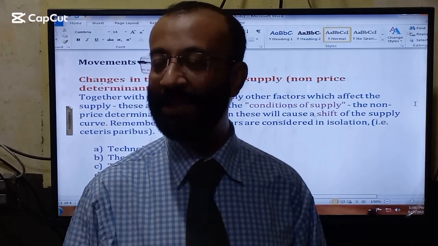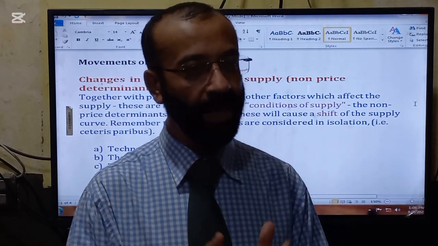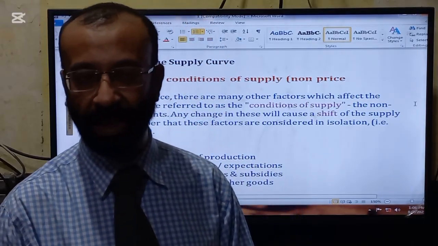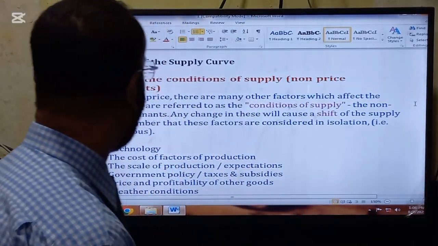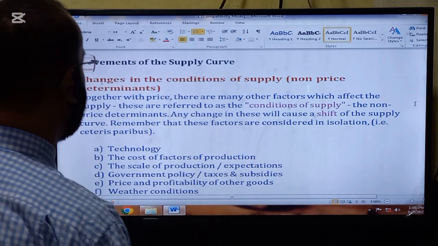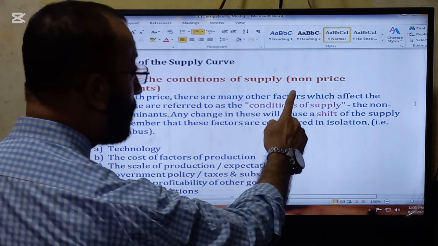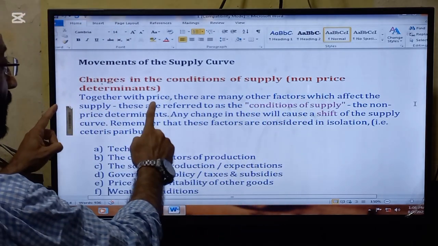Good morning, students. Today we are going to read the movement of the supply curve in the topic of theory of supply in the subject of economics O levels. So concentrate yourself. Here we are going to start the movements of the supply curve, changes in the condition of the supply, that is non-price determinants.